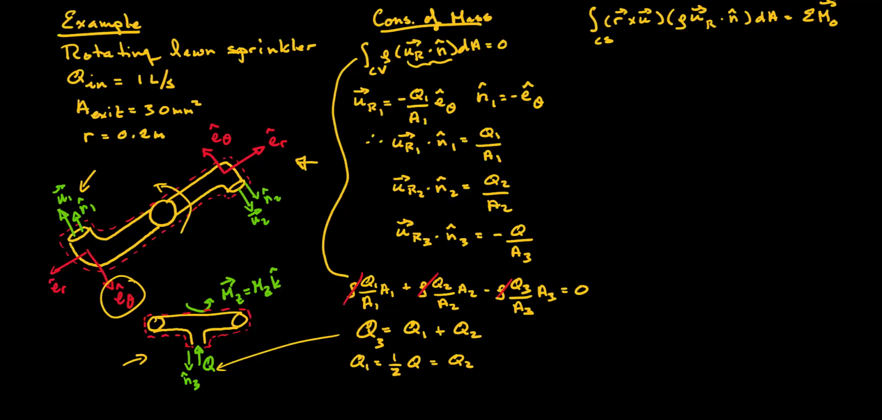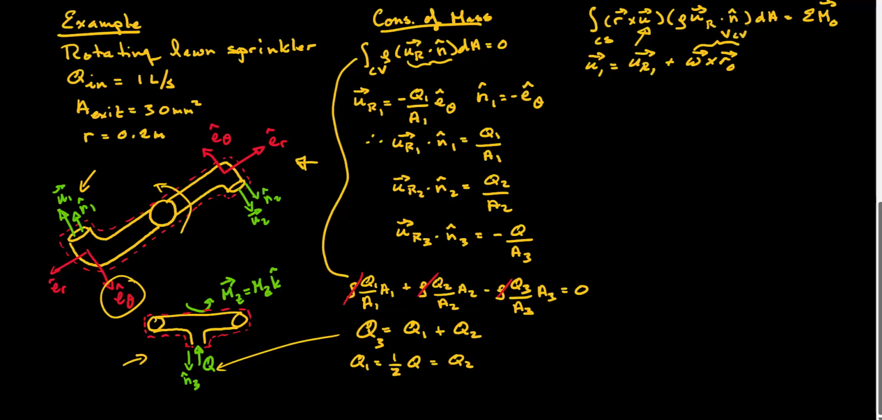So we need to work out these absolute velocities over here. I'll remind you that, let's say at control surface 1, our absolute velocity is going to be our relative velocity plus the linear velocity of our rotating control volume, which we know is given by this cross product here. This just gives us the velocity of the CV, which we have seen before.